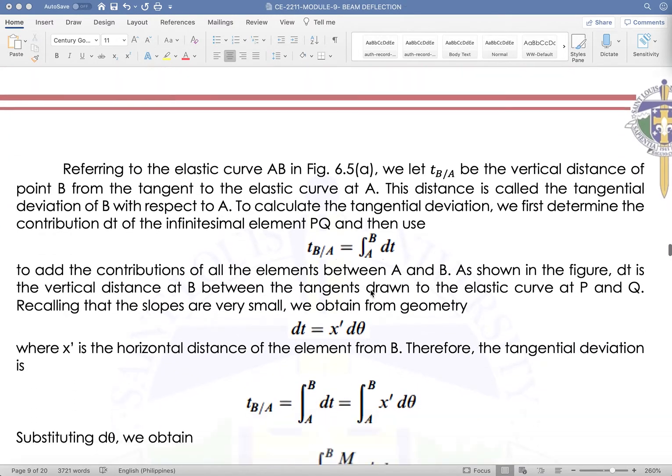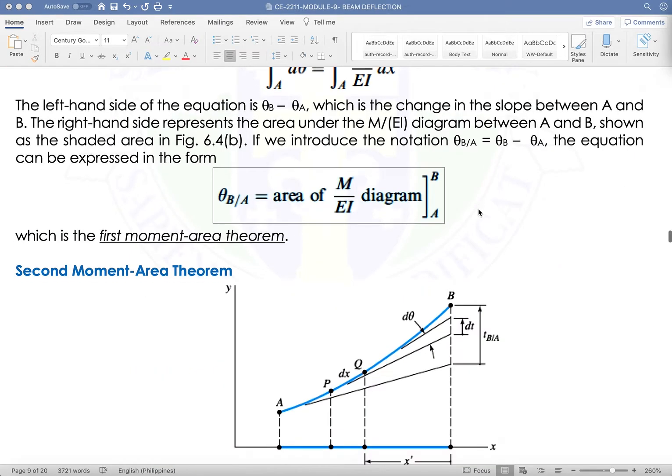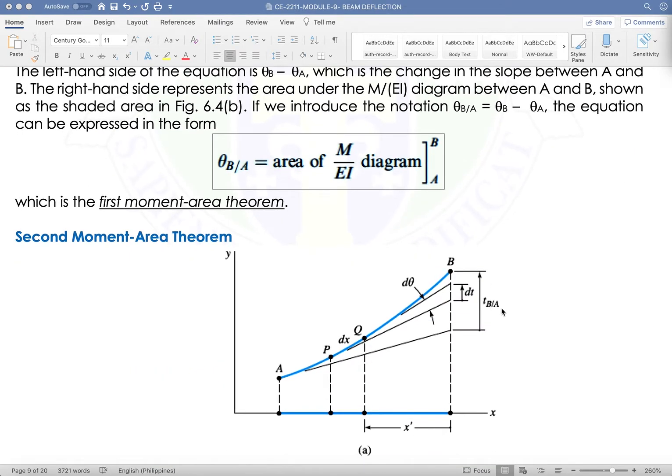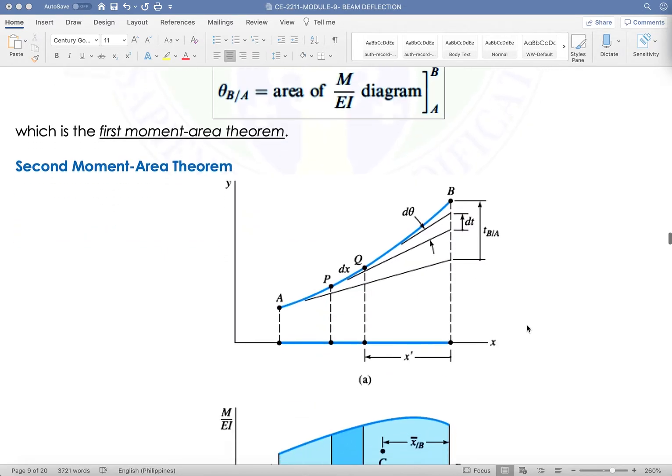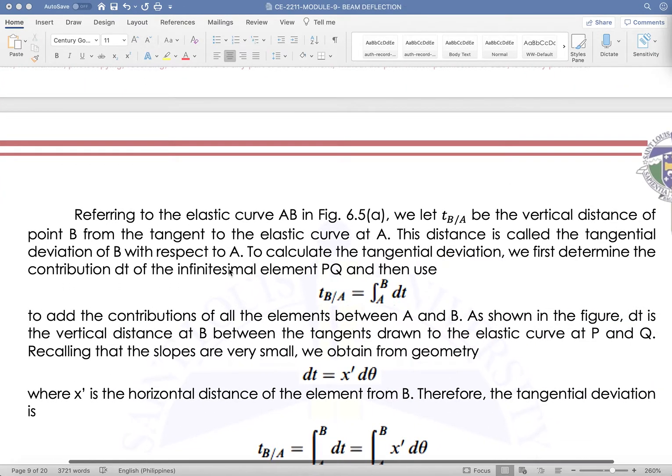So referring to the elastic curve, we let the tangential displacement of B with respect to A be the vertical distance from point B to the tangent of the elastic curve at A. So the tangential displacement of B with respect to A is the vertical distance between point A and point B. Okay? So this distance is called the tangential deviation of B with respect to A.